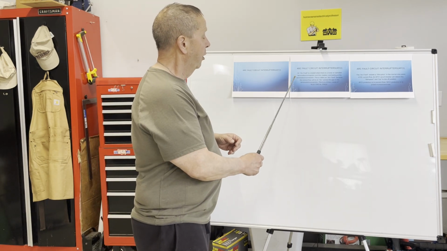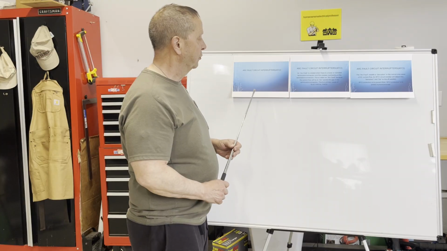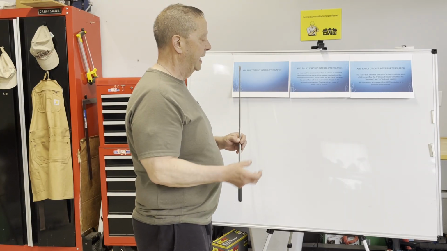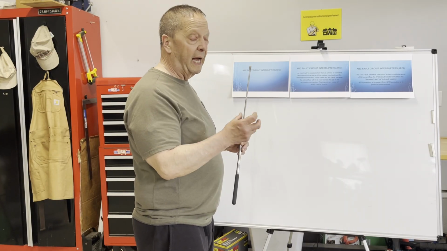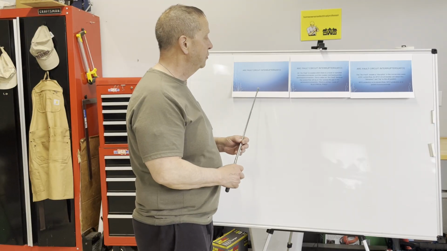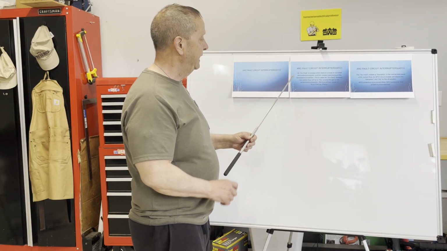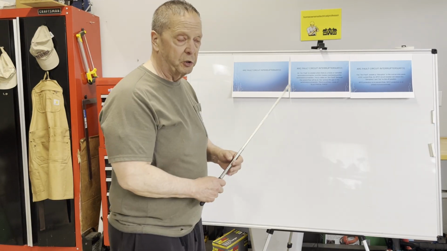Okay. An arc fault is created when there is a loose or corroded termination connection. It could be a wire nut, it could be at a device when the screw is loose, and this creates overheating at the termination or the connection.